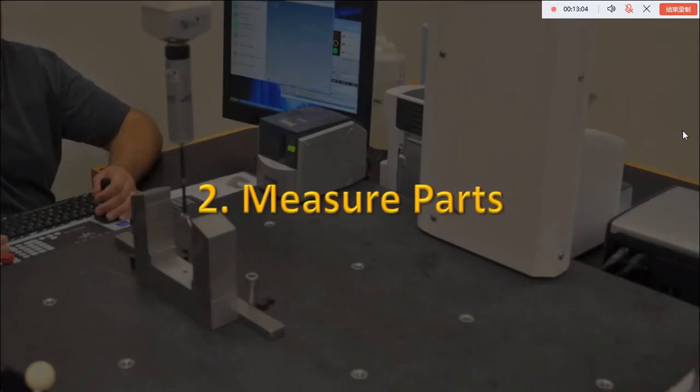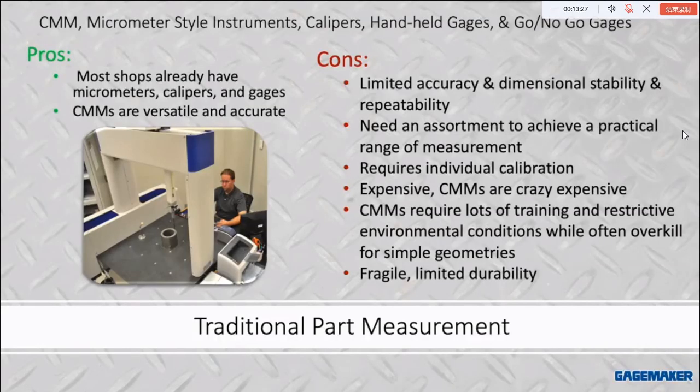So the second way to achieve a quicker ROI with a PHMD is to utilize the unit for part measurement. So traditional part measurement typically involves OD, ID mics, micrometer style instruments, hand gauges, calipers, and even go, no go gauges.